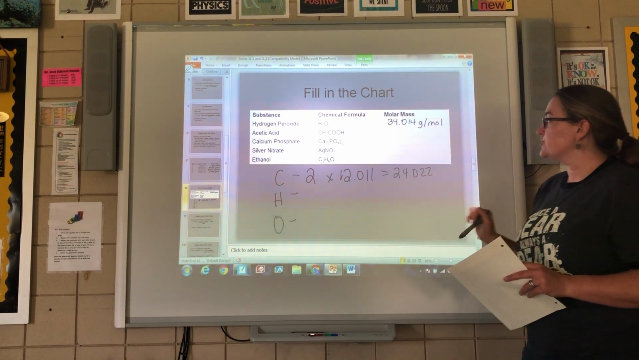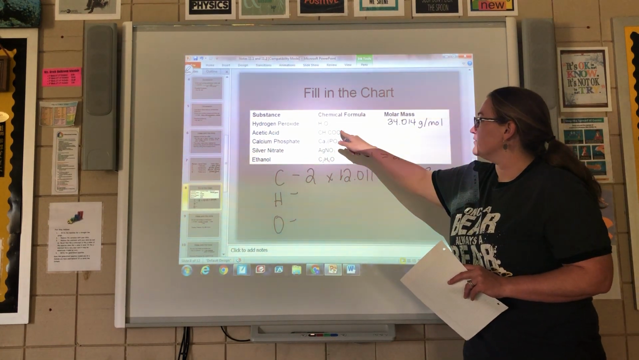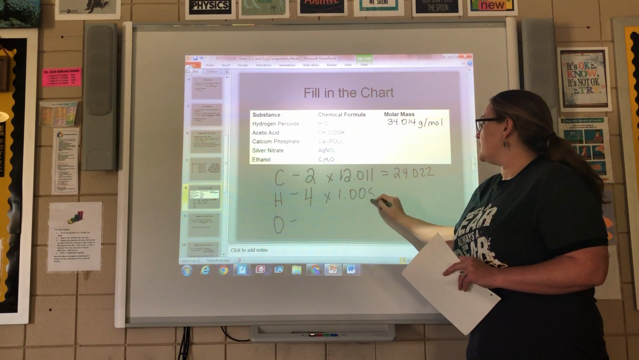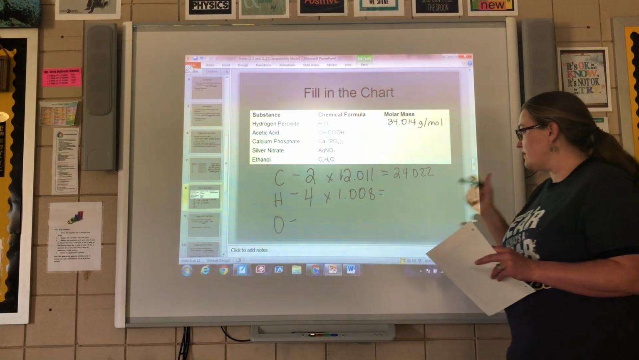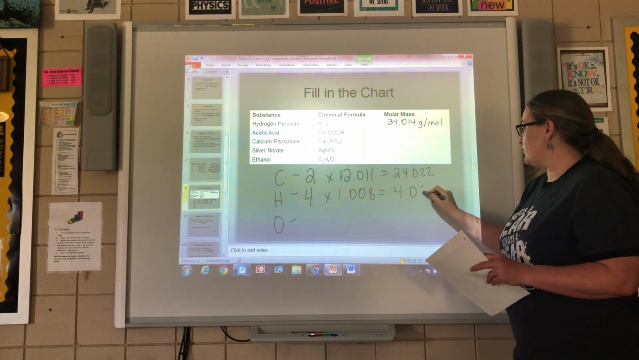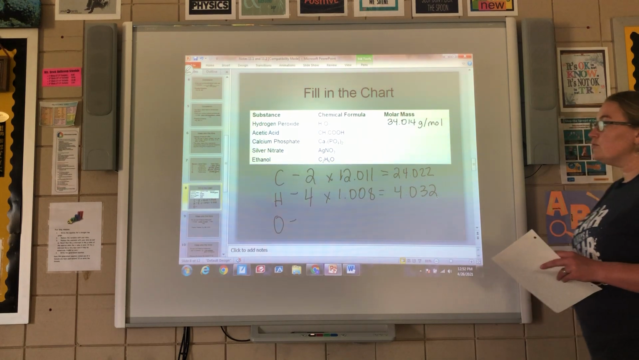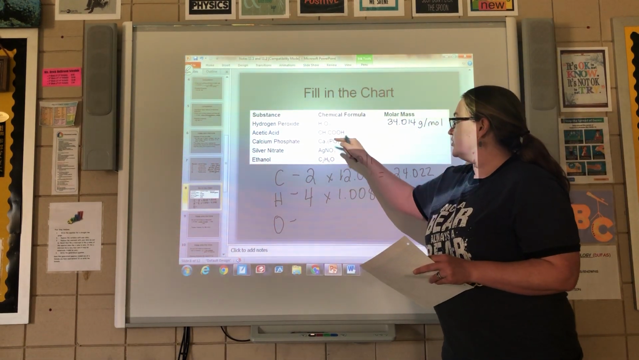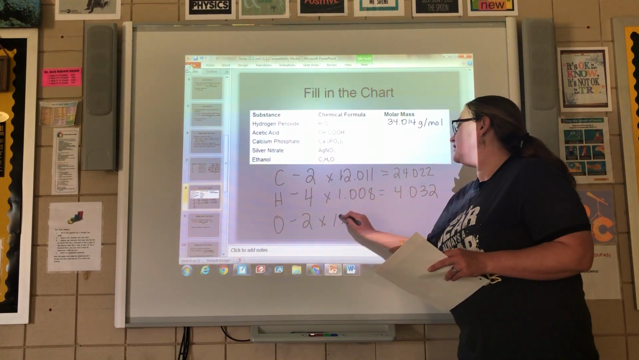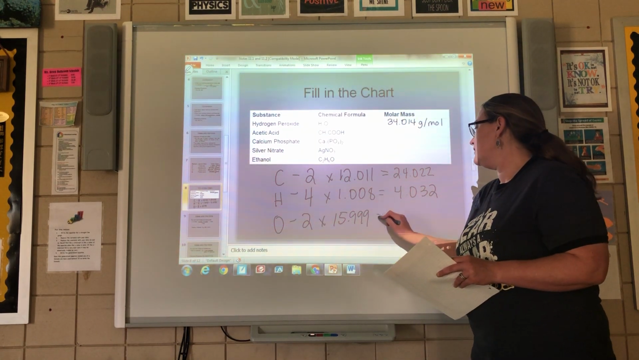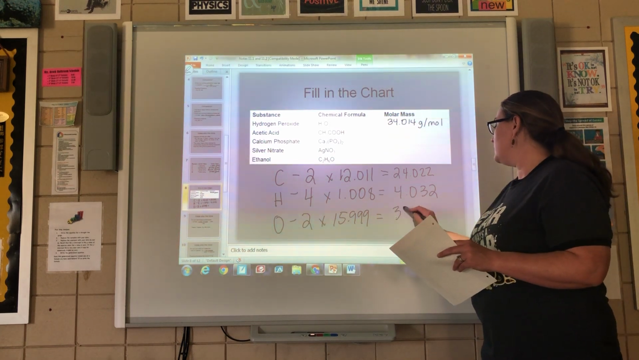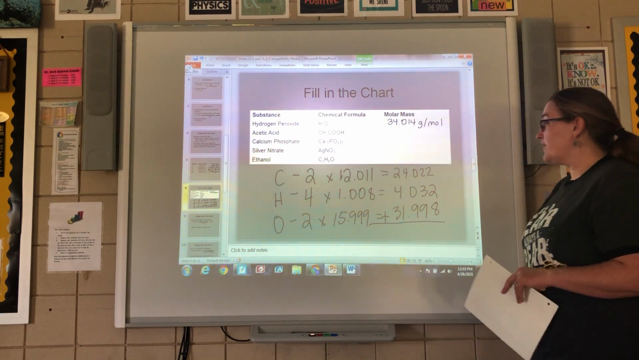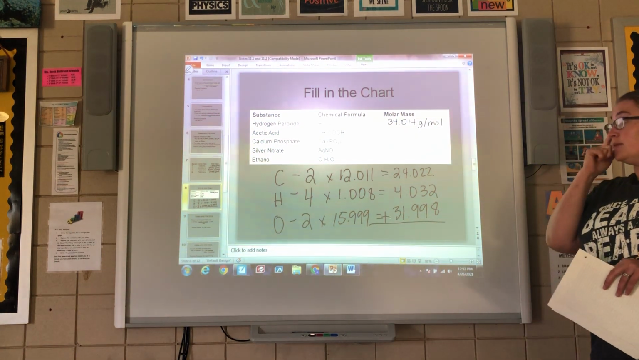And if I look at hydrogen, I've got 3 here and 1 here. So I've got 4 total. So 4 times 1.008 is going to give me 4.032 total of hydrogen. And then oxygen, I've got 2. 1, 2. 2 times 15.999 is going to give me 31.998. And so I've got these 3 numbers and what I have of each element, but I need the total.